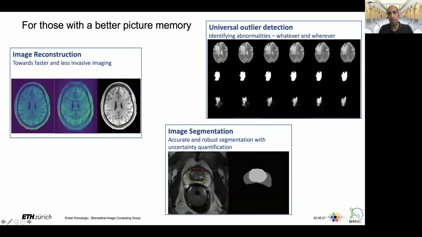For visual memory, this is kind of what we try to do. On one hand, we have the reconstruction algorithms. We want to create faster and less invasive imaging, obviously. Related to that, we try to come up with algorithms that can detect what shouldn't be there, as well as the radiologists, and we fail miserably in that. And we try to create algorithms that are really robust and that can be applied in various images without any problems for image segmentation, but also for other pixel-wise prediction tasks.